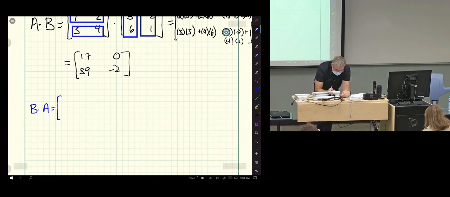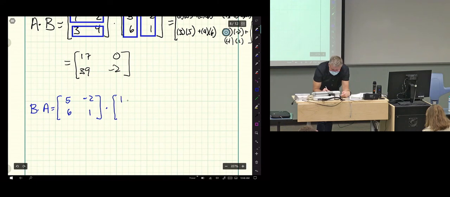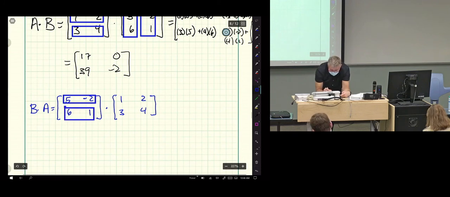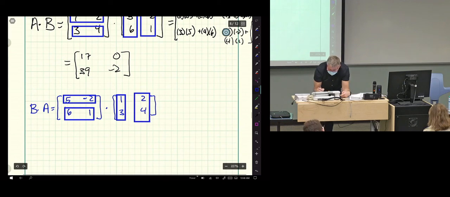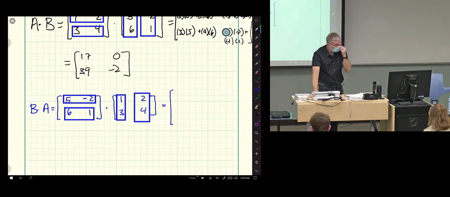Okay, so B is 5, 6, minus 2, 1, multiplied by A, which is 1, 2, 3, 4. We'll quickly get the rows of the first matrix and the columns of the second matrix. So this time, let's just write down the numbers instead of writing down all of the multiplications, okay?